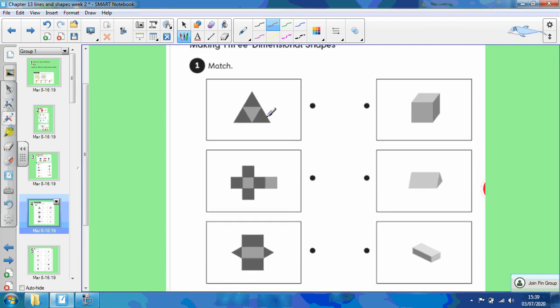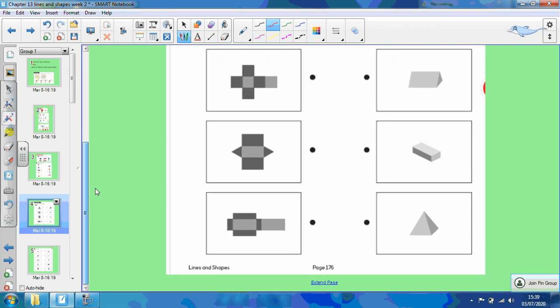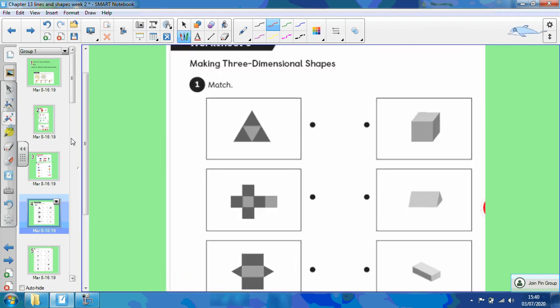Now we can do the first one together. So we're looking at this shape, this net here, sorry. So it's got 4 triangular faces. What shape here has 4 triangular faces? Aha! 1, 2, 3, 4 triangular faces. Sorry, this is a triangular based pyramid. So it's got 1, 2, 1 around the back and 1 on the bottom. So we can match these two.